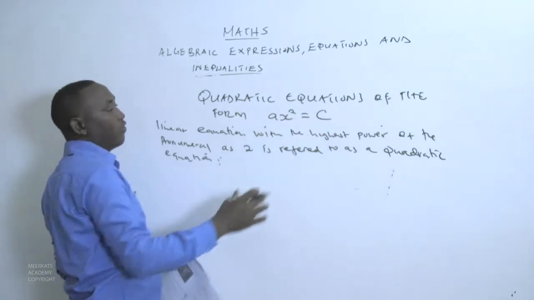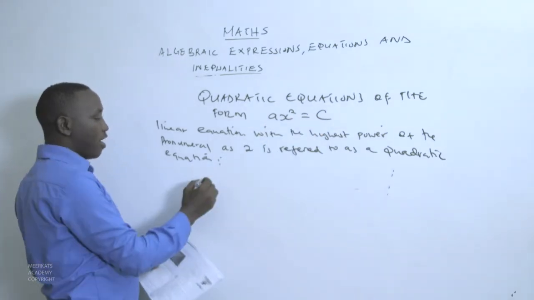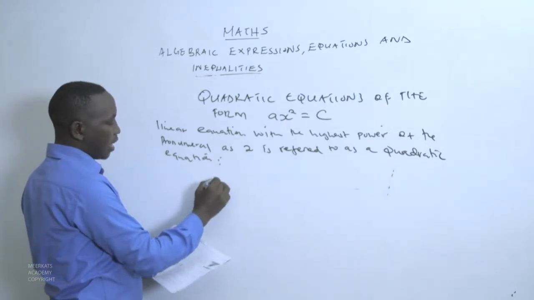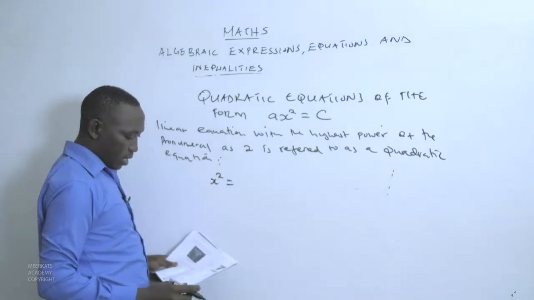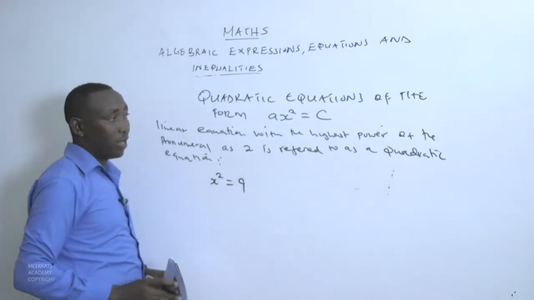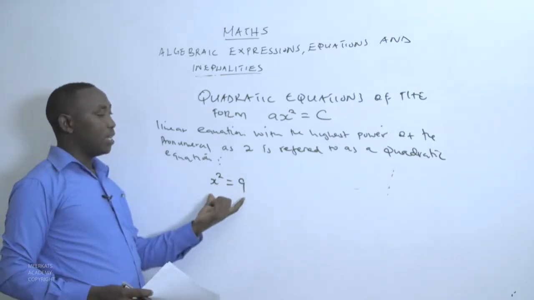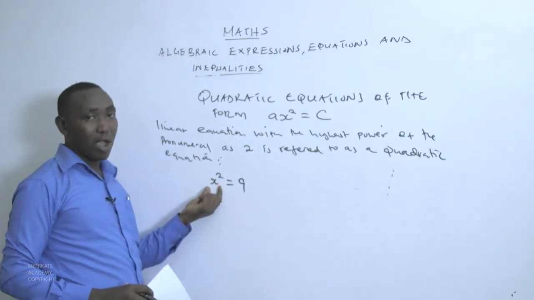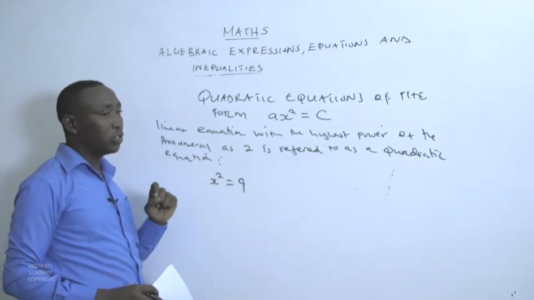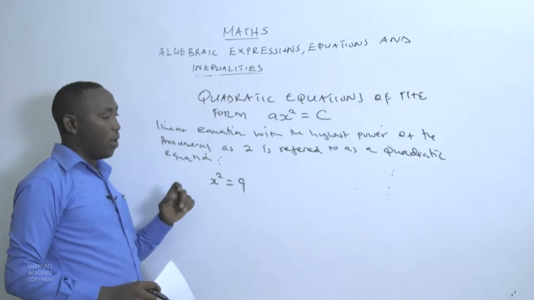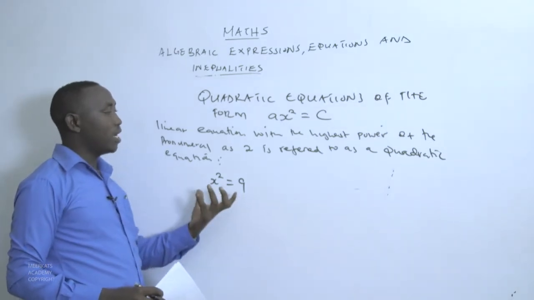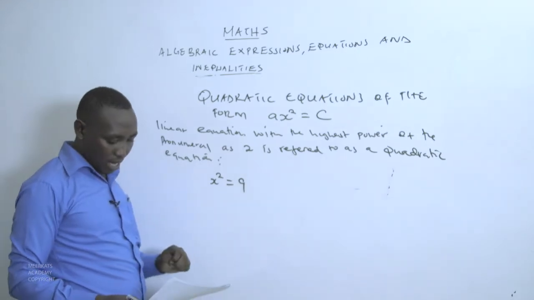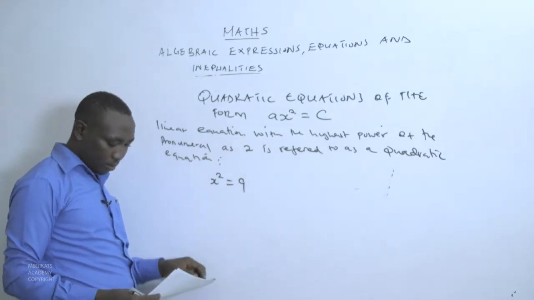We are saying it is in this particular form, so that if you have something like x squared is equal to 9, for example, we can say that this is a quadratic equation because the highest power of the polynomial is 2. We are going to look at how we can solve such problems involving quadratic equations.